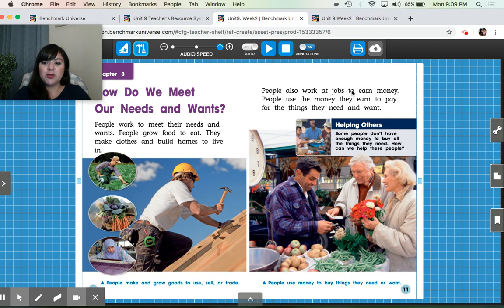People also work at jobs to earn money. People use the money they earn to pay for the things they need and want. So the shelter that you're in right now, your home, people need to pay rent or mortgage on that home, and we need it to survive. And we have a job so that we can earn that money and pay for our shelter.